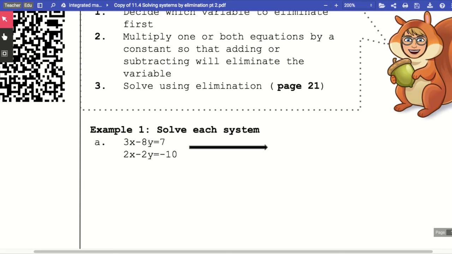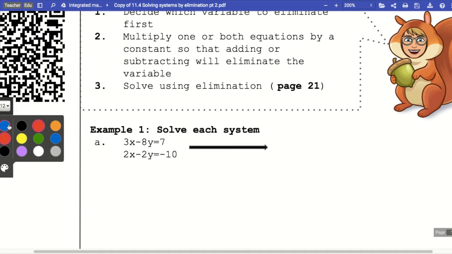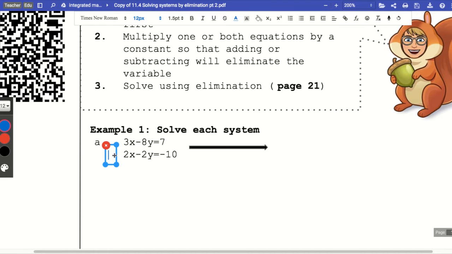So I'm really looking for something where I can just multiply one equation. Looking over here at y, notice I have negative 8 and negative 2. Well, I know that 4 times 2 is 8. This would be the easiest one to eliminate because I only have to multiply this equation by 4. So that's what I'm going to do. I'm going to start out by just multiplying this entire equation by 4.